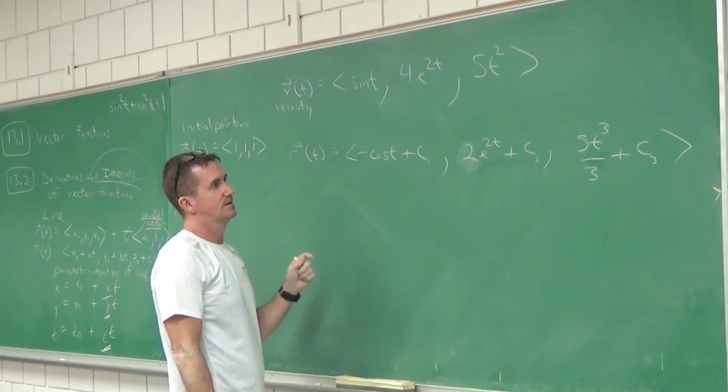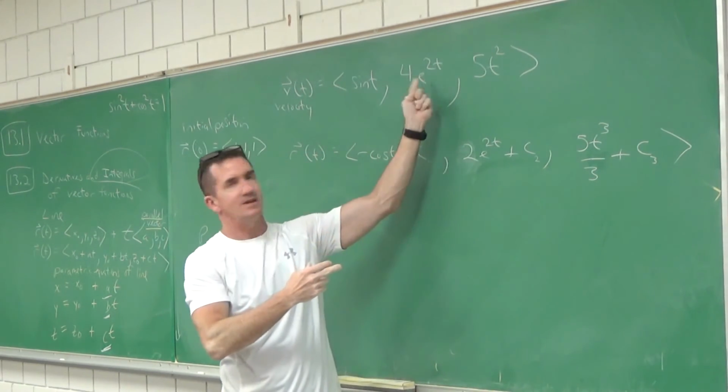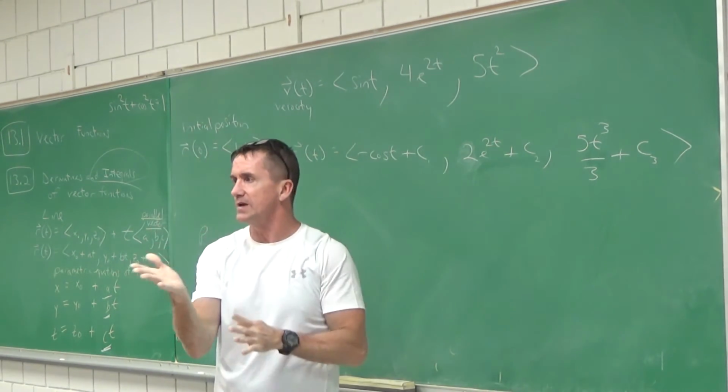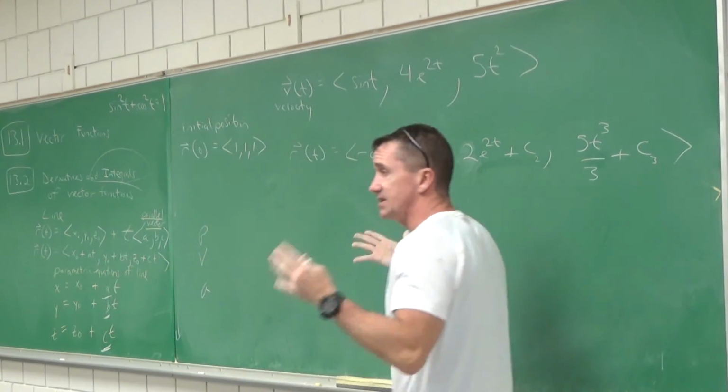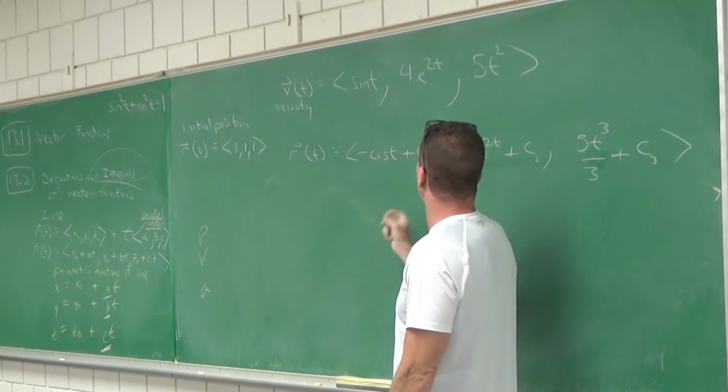There it is. I didn't want to rush you on this. Was everyone okay with that one? That's the integral of 4e to the 2t, and that did involve a u sub, and we ended up just dividing by 2 rather than multiplying.